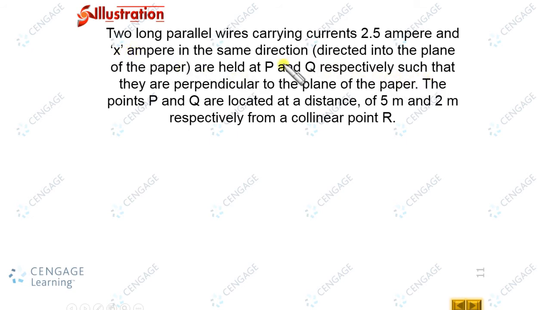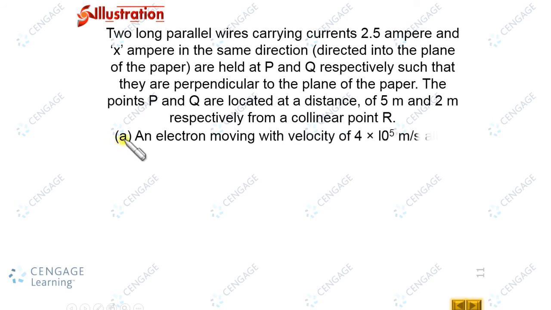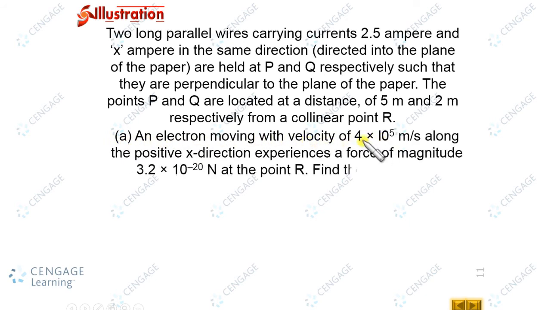But the direction of the current is the same, that is into the plane of the paper, that is away from the screen, away from you, right? The points P and Q are located at distances 5 meter and 2 meter respectively from the collinear point R. R is a certain point from which the distance of point P is 5 meter and the distance of point Q is 2 meter, okay?